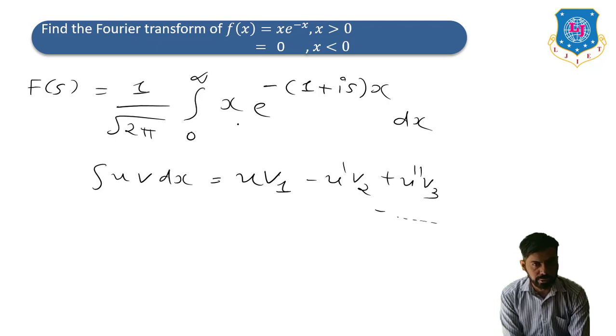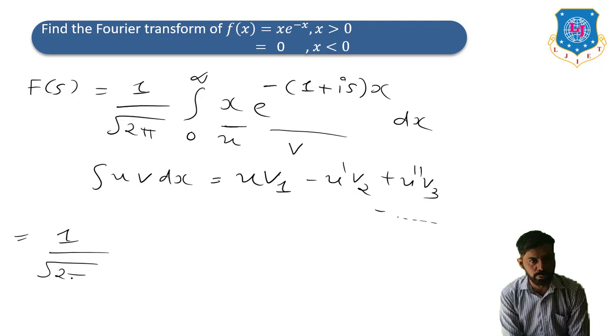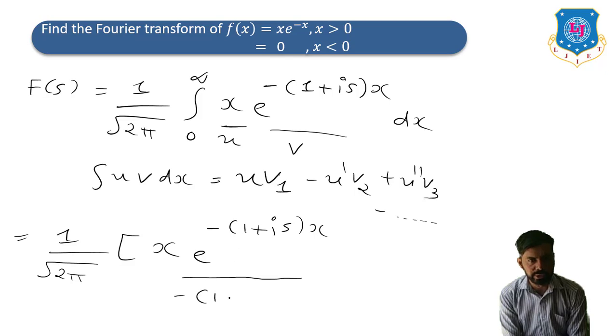Okay, now here x is an algebraic function, so we will consider x as u and e raised to is an exponential function, so we will consider it as v. So now using this Bernoulli formula, this can be written as 1 over square root 2 pi. Here u is constant, so x will be as it is. Then we will take integration of v. So integration of e raised to x will be e raised to x. So e raised to minus 1 plus i s into x divided by coefficient of x. So it is minus into 1 plus i into s. Okay. Minus, now we will take derivative of u. So we will take derivative of x. So derivative of x is 1.